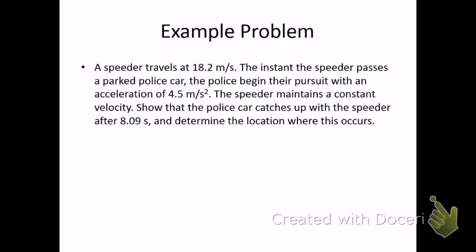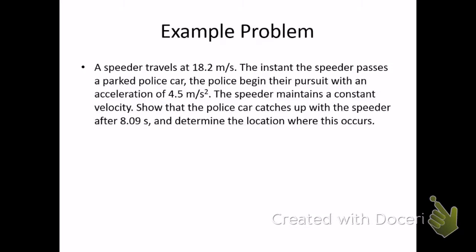Well, to do this, what we're going to do is first of all build an equation for each car. Once we do that, we're going to go ahead and plug the time that we've been given, and we will get a position. Hopefully, if everything goes well, we get the same position. That tells us the location where the police car catches up with the speeder and shows us that we are catching the speeder at 8.09 seconds.